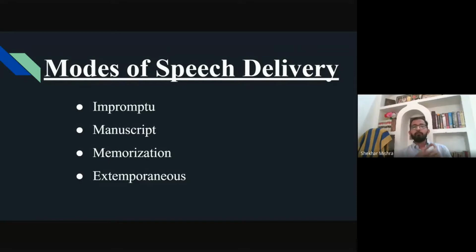First one is impromptu. In impromptu, as the word suggests, it's an improper way. You are attending a function and organizers ask you to present your views on that day. You are participating in a Diwali function and organizers ask you to say something about Diwali and something about the function. So you are not prepared for that speech, but still you go there and present your views. So this is a kind of impromptu speech. You were not prepared, but still you have made a speech.